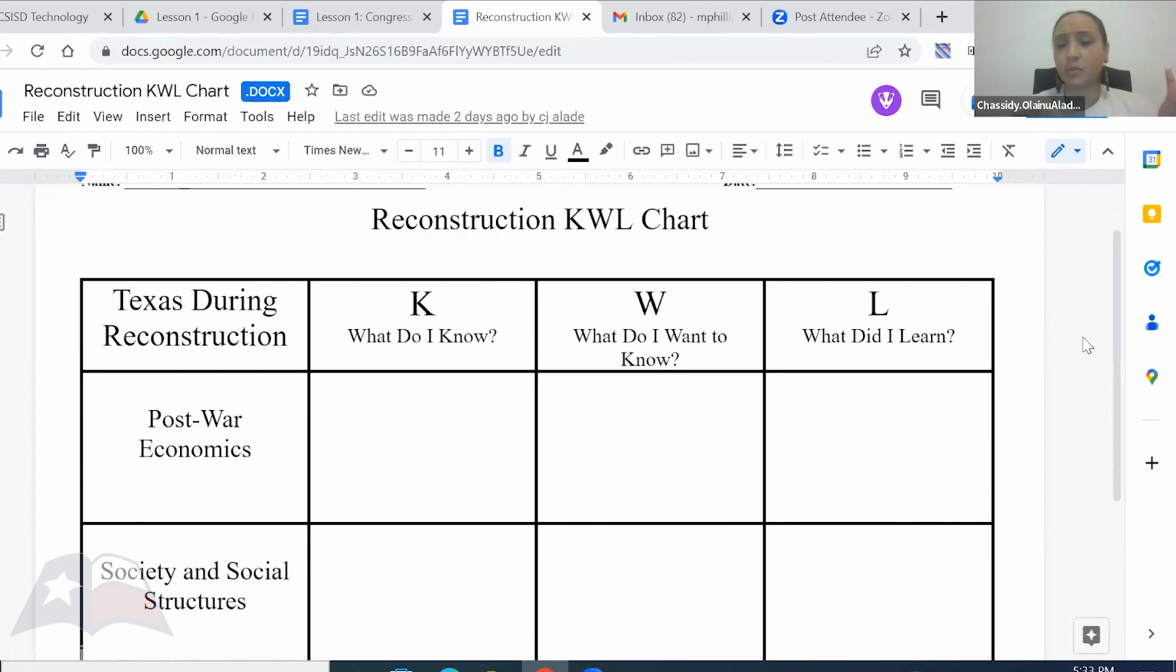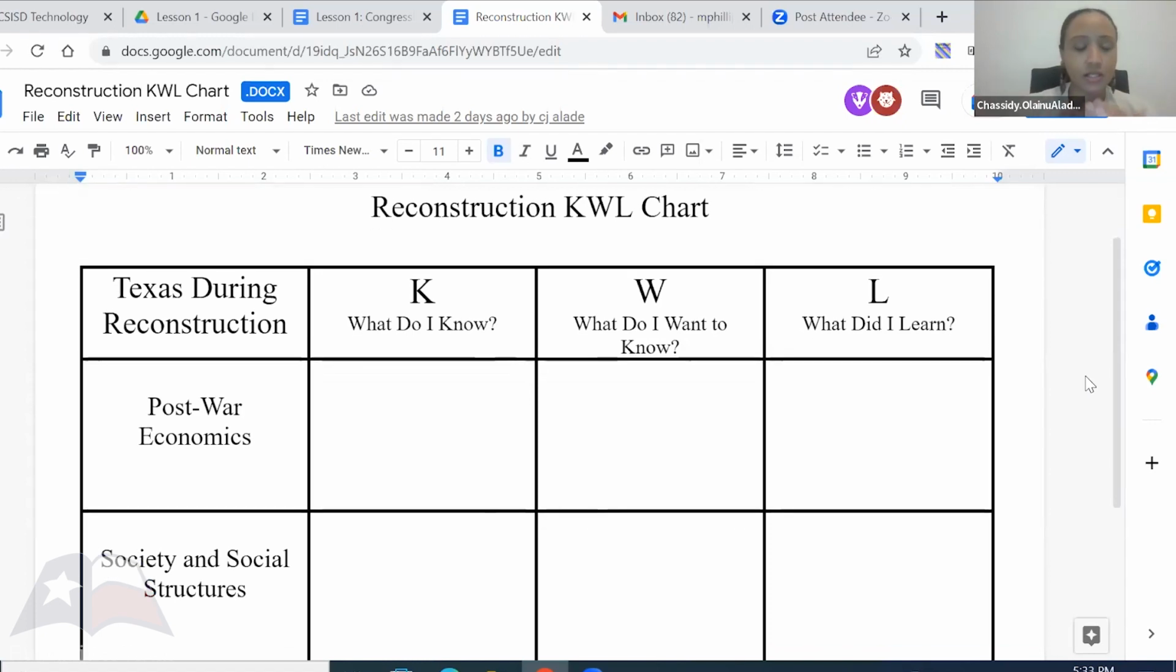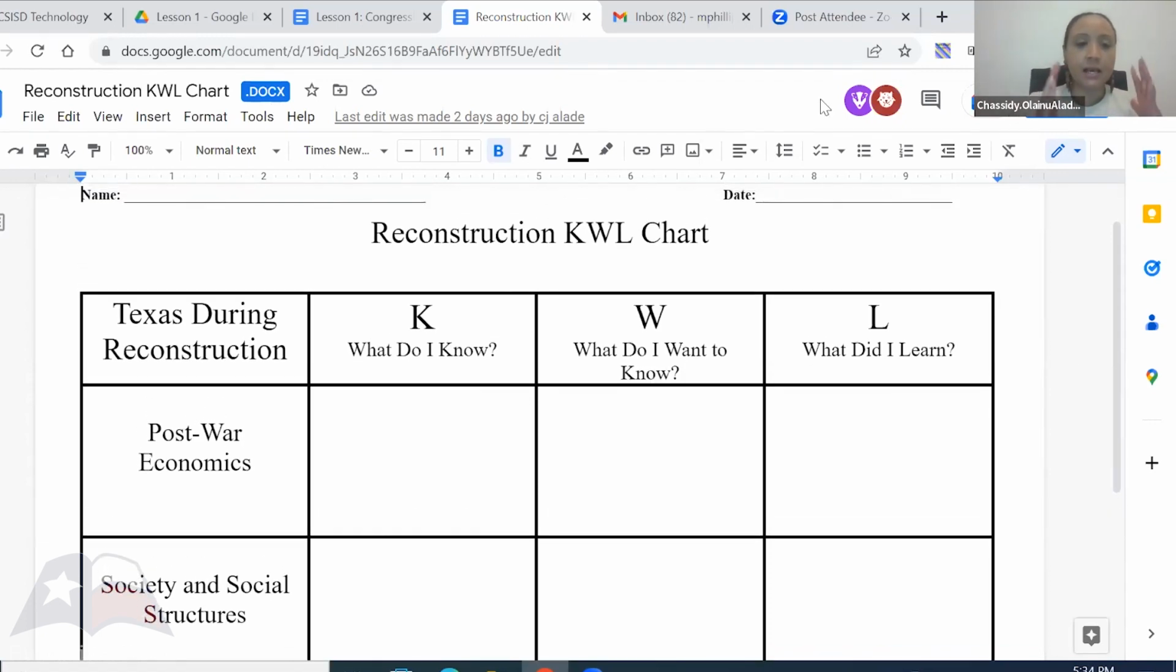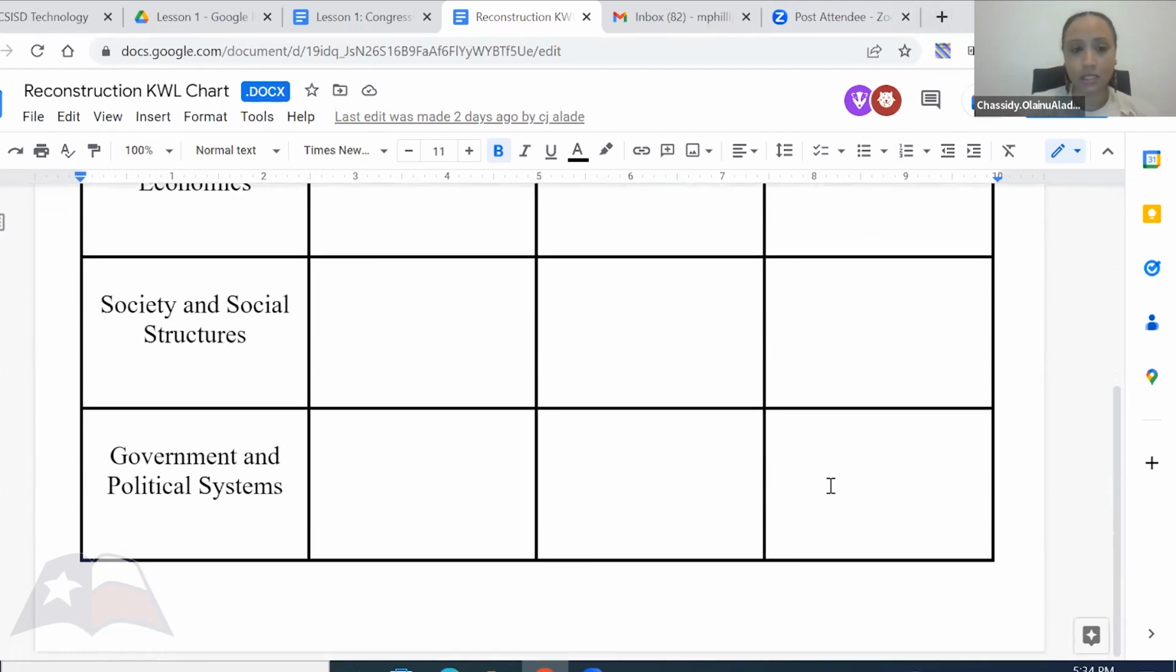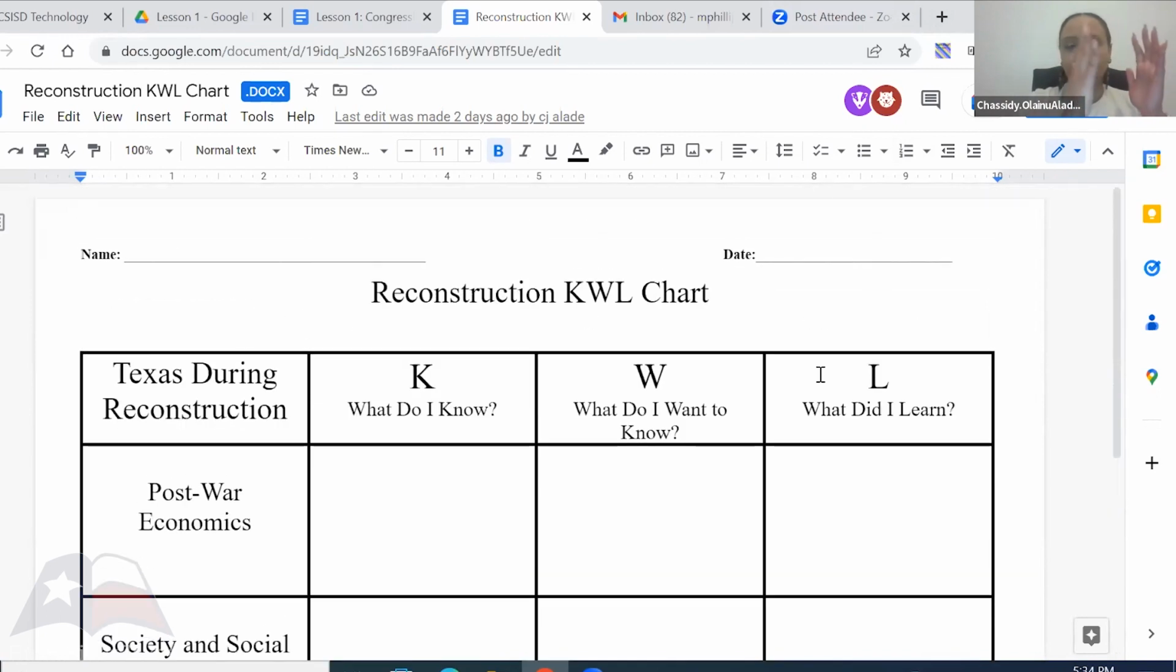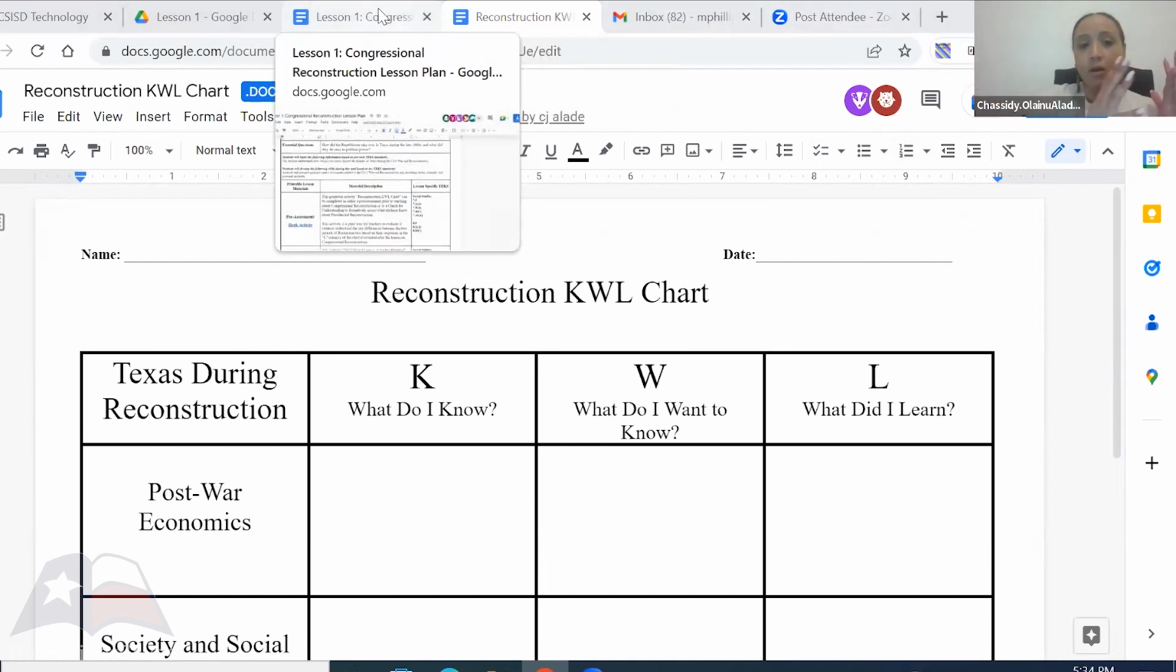So this is a pre-assessment, but it can also be revisited as they learn. It can also just be a note-taking tool as you're going through congressional reconstruction, right? So it's not just a typical KWL laundry list. It's actually compartmentalized to get students to think about Texas during Reconstruction economically, socially, and politically. Again, you can't talk about these separately. All of these facets are intertwined, right? And so hopefully it gives them a chance to jog their memories from presidential Reconstruction in order to lead them into congressional, and then they can revisit it.